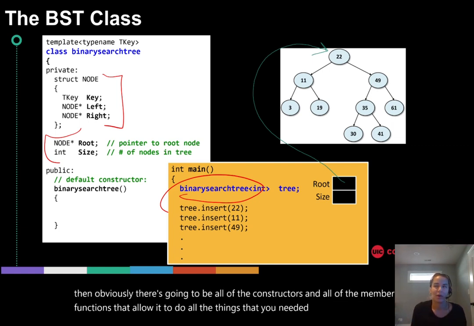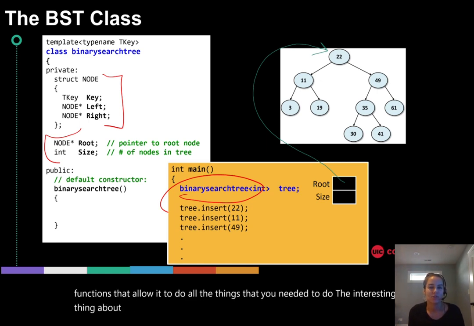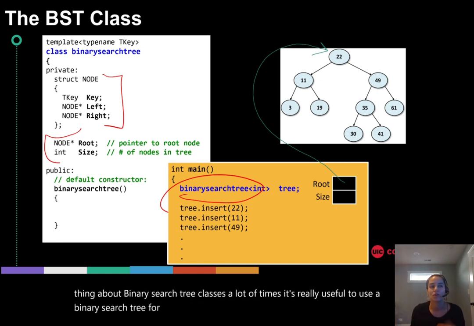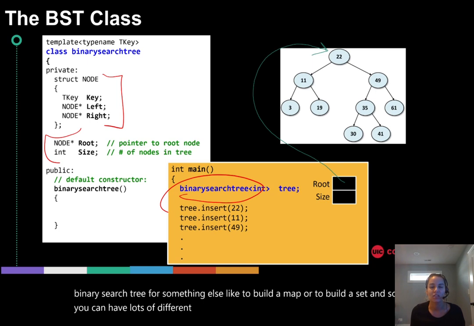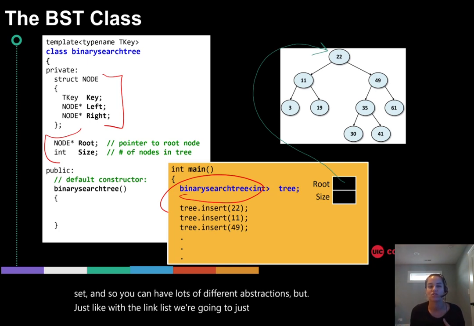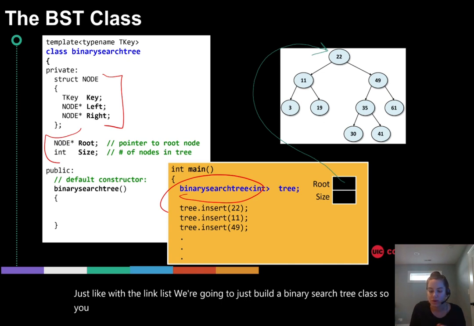The interesting thing about binary search tree classes is that a lot of times it's really useful to use a binary search tree for something else, like to build a map or to build a set. And so you can have lots of different abstractions, but just like with the linked list, we're going to just build a binary search tree class so you can see how it works, but know that you can build that into any abstraction.